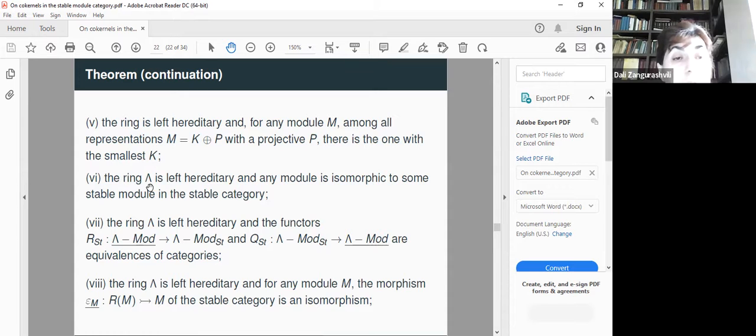The sixth condition asserts that the ring is left hereditary and any module is isomorphic to some stable module in the stable category. The seventh condition asserts that the ring is left hereditary and the constructed above functors are equivalences of categories. And the eighth condition asserts that the ring is left hereditary and for any module M, the morphism in the stable category induced by the counit of the above mentioned coreflection is an isomorphism in the stable category.